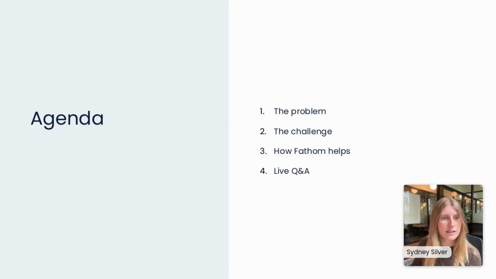With that, let's take a quick look at the agenda. We'll start by exploring the problems many businesses face when planning for the future. Then we will dive into the challenges, why traditional forecasting often falls short. Next, we will show you how Fathom can help with its powerful tools like micro-forecasts and scenarios. And then finally, we'll wrap up with that live Q&A.